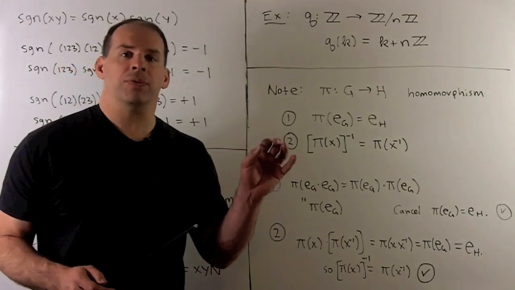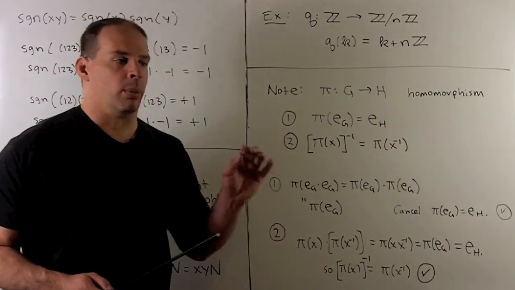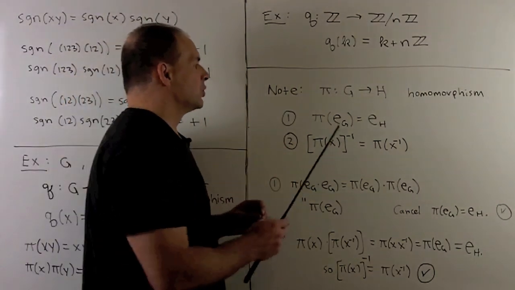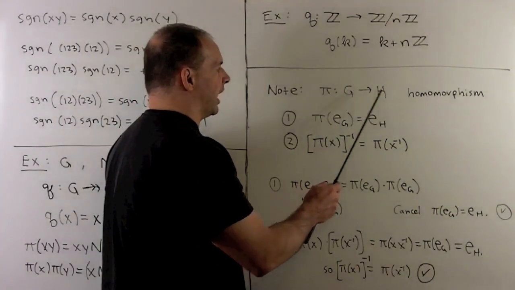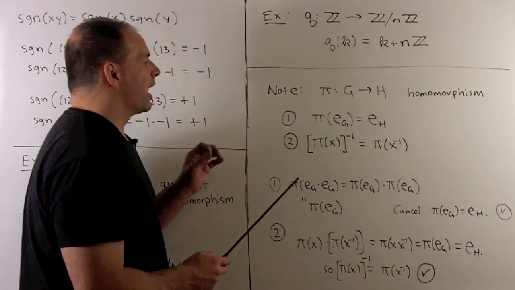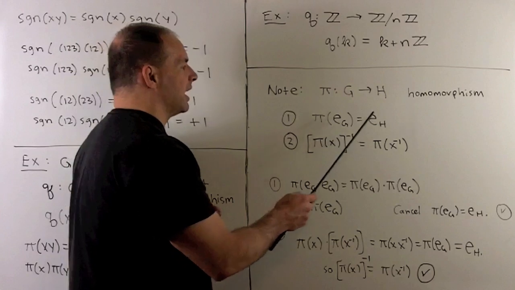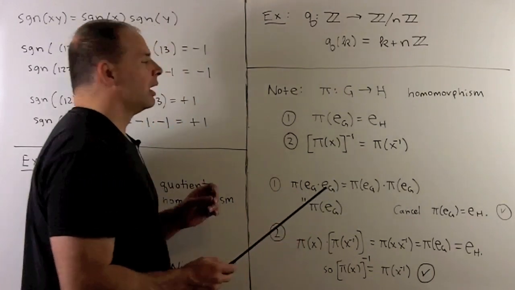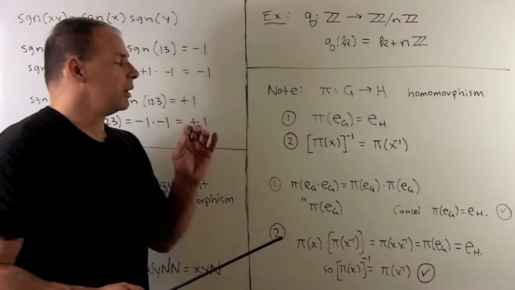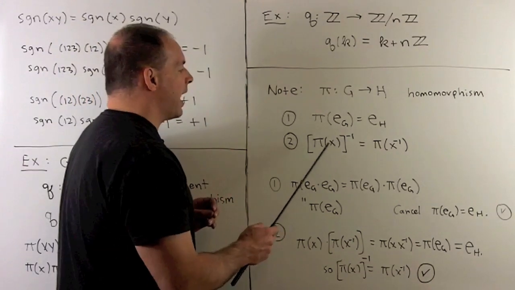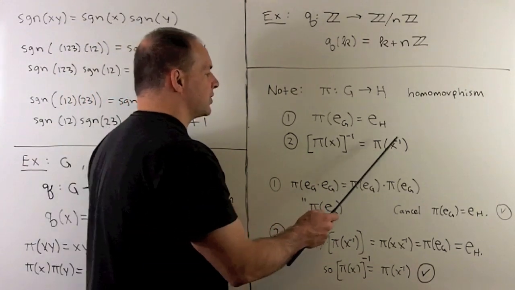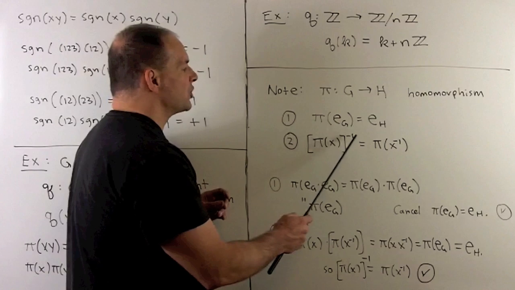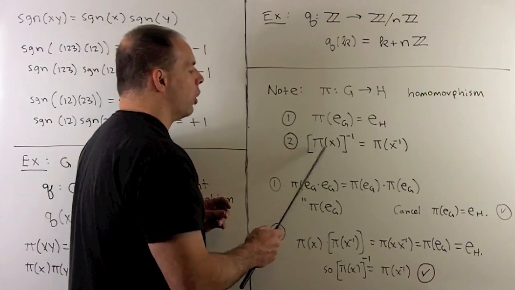Now, a few facts that are useful when we're working with homomorphisms. So we'll have pi, a homomorphism from G to H. Pi is going to carry the identity element for G to the identity element for H. And we have that the inverse of pi of x is equal to pi of x inverse. So the inverse sign factors through our homomorphism.